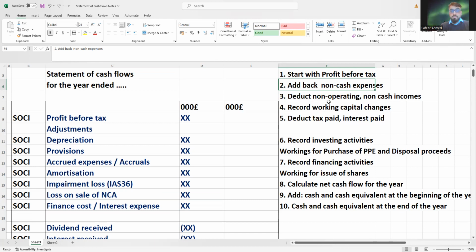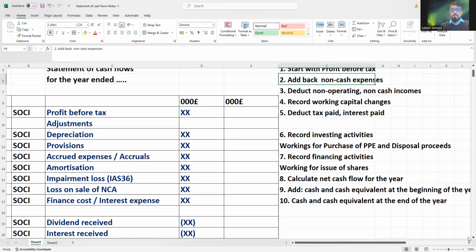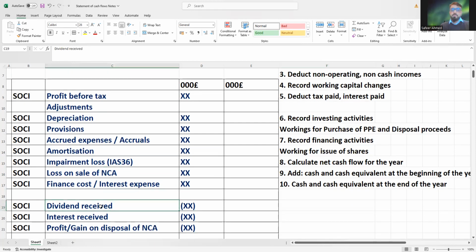The next step is to deduct any non-operating or non-cash incomes. So non-operating income, for example, dividend income is our non-operating income. It's investing income, isn't it? So it's not operating income. So therefore, what we are doing is that we are deducting it from here, and we will be adding it back under investing activities. In other words, we are removing it from the incorrect place and we are putting it in the right place. We will be adding it in the right place.